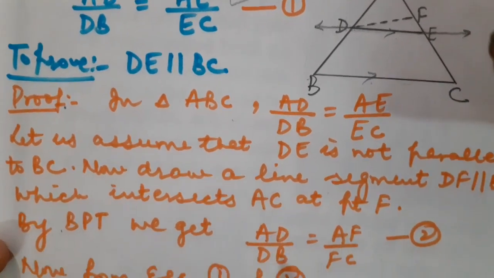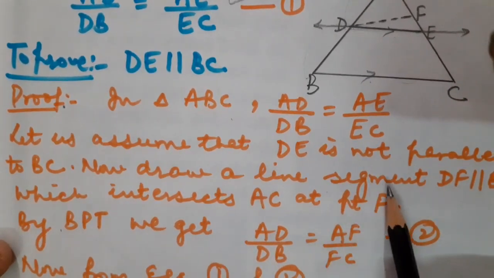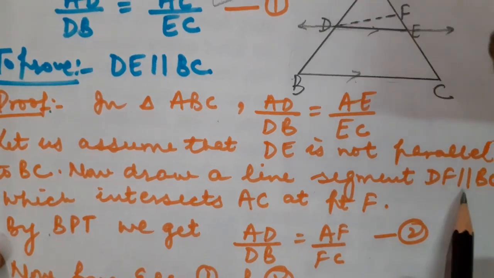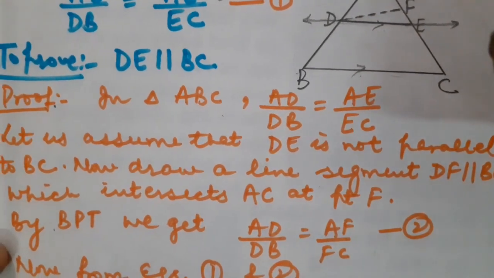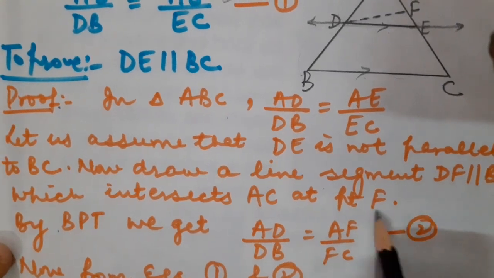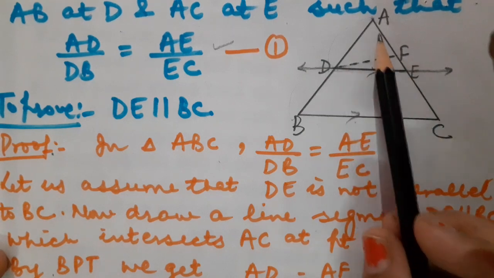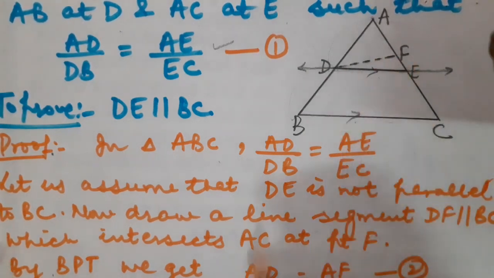So now draw a line segment, or you can say draw a line, which is parallel to BC. Means DF is parallel to BC, which intersects AC at point F. Here you can see that DF is going to intersect AC at point F.